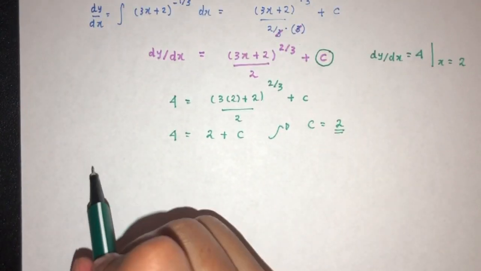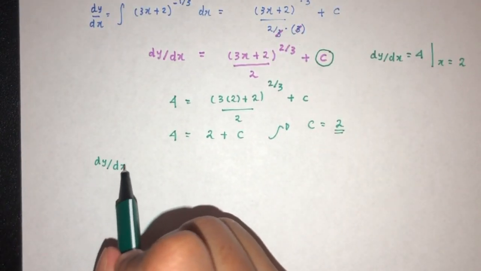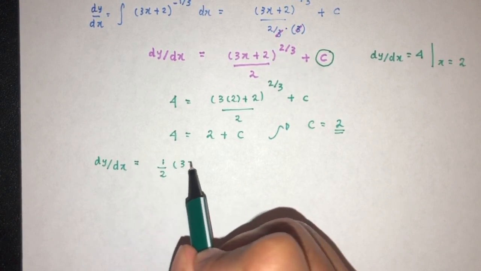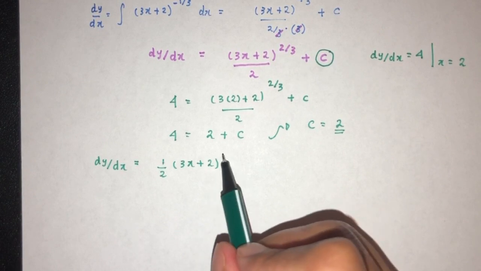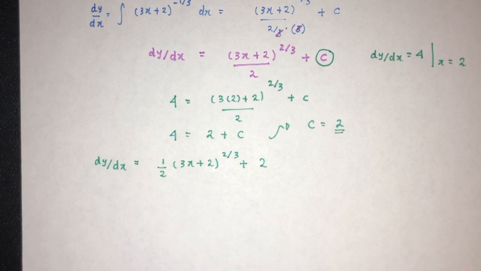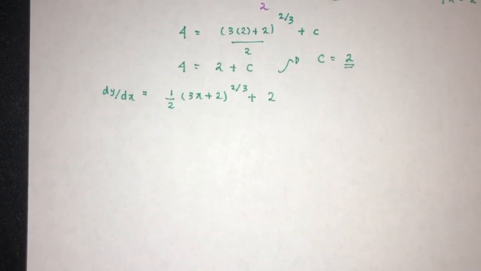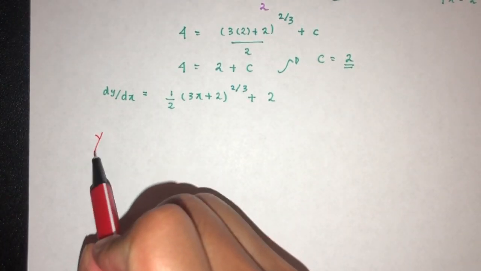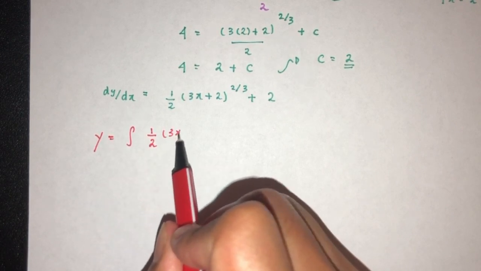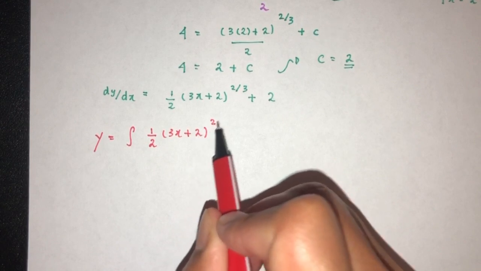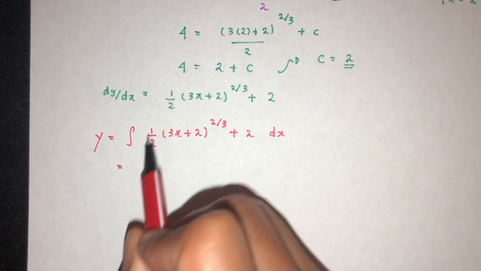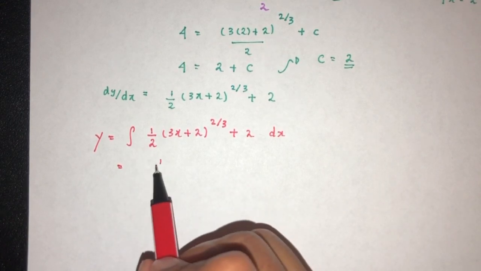So here we have dy by dx is equal to half of 3x plus 2 to the power 2 over 3 plus the value of 2. Now from here we can use that to find the value of y, which is the equation of the curve. So finally, y is the integration of dy by dx, which will be half of 3x plus 2 to the power 2 over 3 plus 2 with respect to dx. That will be half is a multiple, that will be outside.